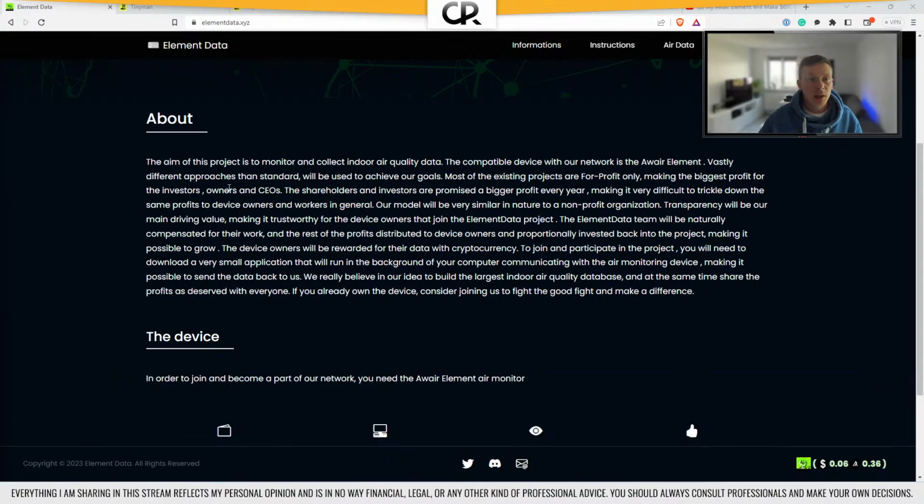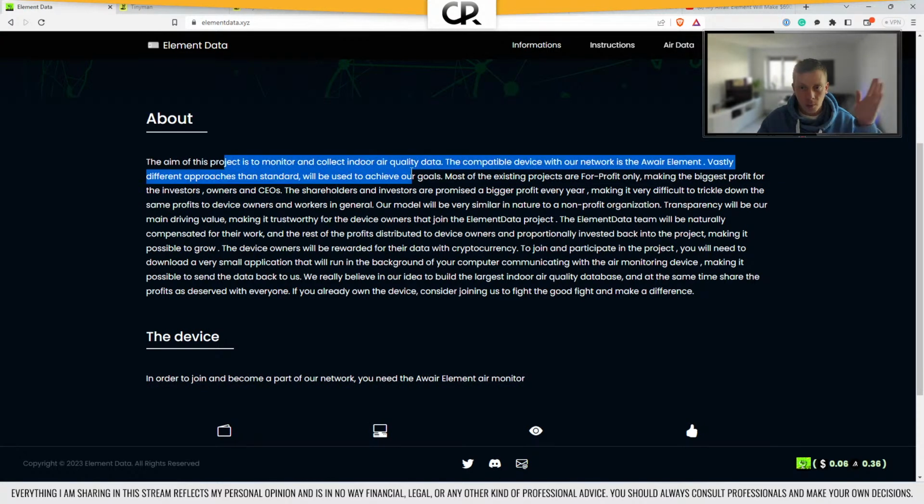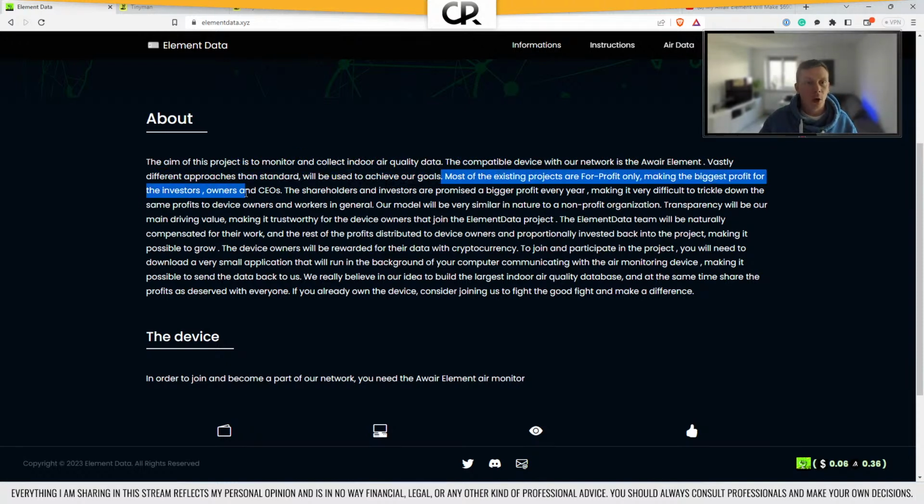Anyway, what really bothers me is, on their main page, the project says it's about monitoring air quality, blah, blah, blah. Most of the existing projects are for profit only, making the biggest profit for the investors, owners, and CEOs. The shareholders and investors are promised a bigger profit every year, making it very difficult to trickle down the same profits to device owners and workers in general.